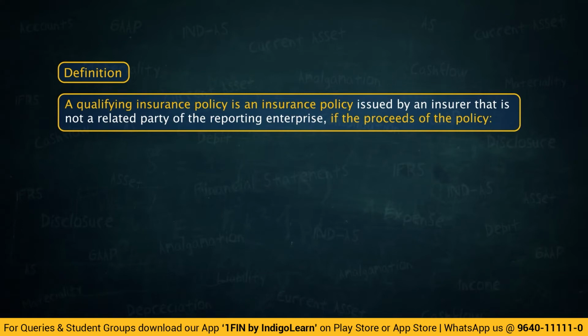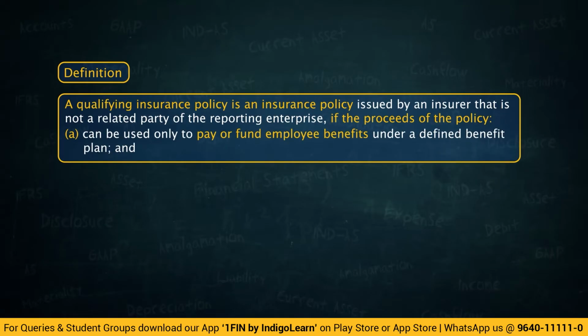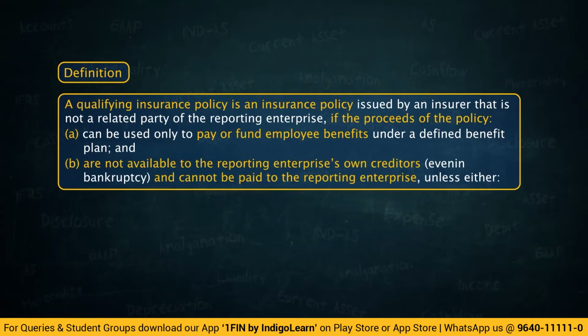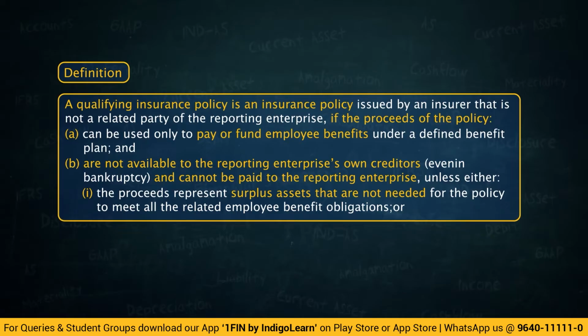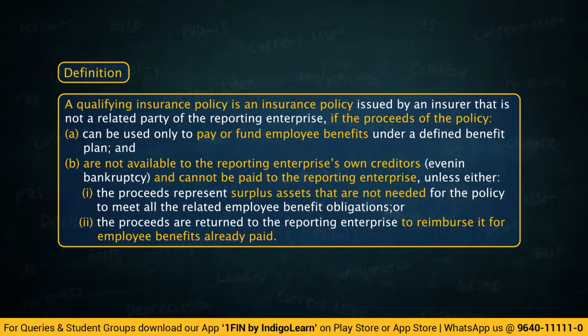A qualifying insurance policy is an insurance policy issued by an insurer that is not a related party of the reporting enterprise if the proceeds of the policy can be used only to pay or fund employee benefits under a defined benefit plan and are not available to the reporting enterprise's own creditors even in bankruptcy, and cannot be paid to the reporting enterprise unless either the proceeds represent surplus assets that are not needed for the policy to meet all the related employee benefit obligations, we already spoke about something like this, or the proceeds are returned to the reporting enterprise to reimburse it for employee benefits already paid.